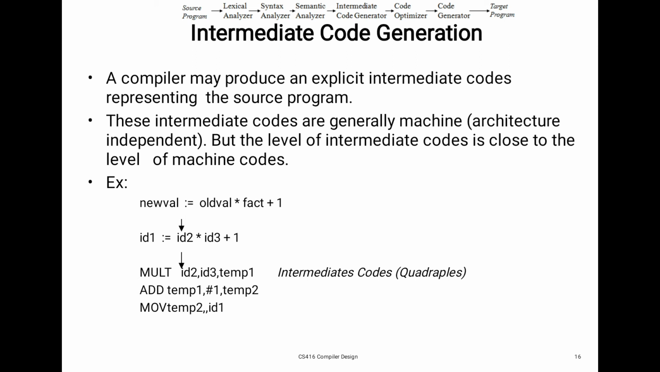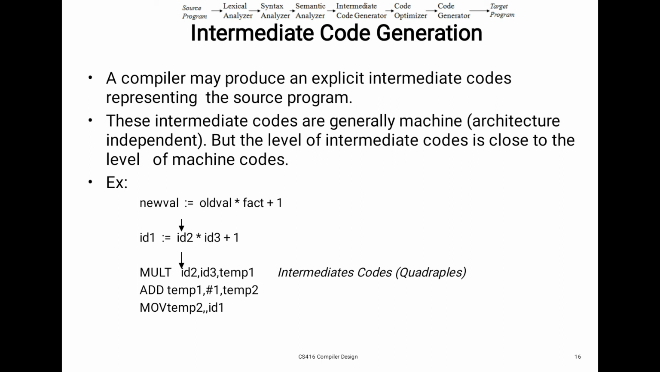After completing the lexical analysis, syntax analysis, and semantic analysis, we will get an intermediate code. So what does the intermediate code do? It is a kind of code which is easy to generate, and this code can be easily converted to target code. A compiler may produce an explicit intermediate code representing the source code. These intermediate codes are generally machine architecture independent, but the level of intermediate code is close to the level of machine code.